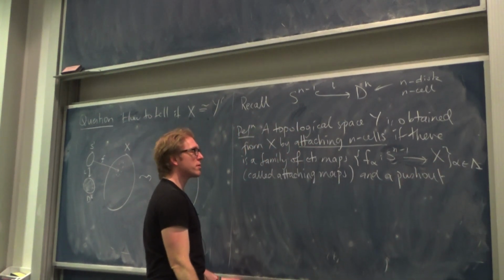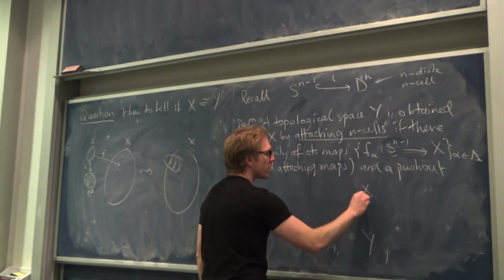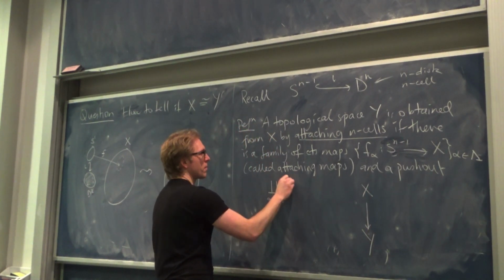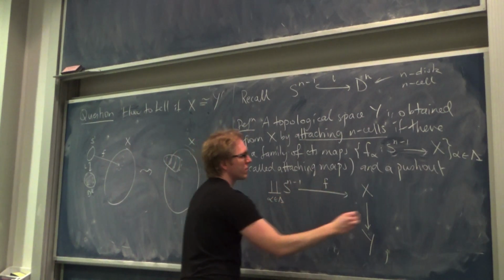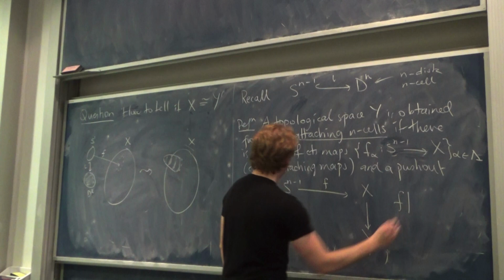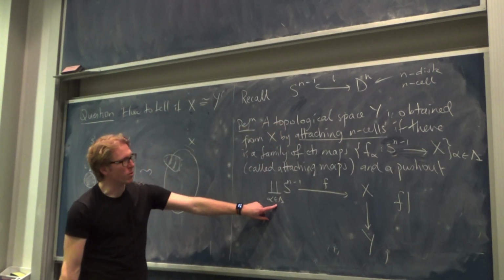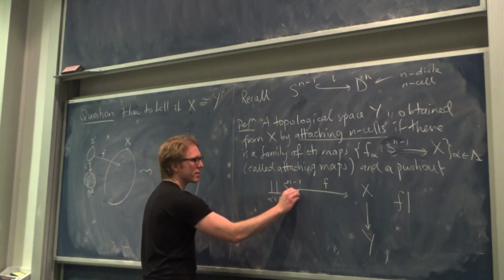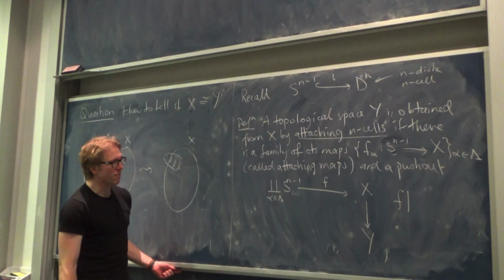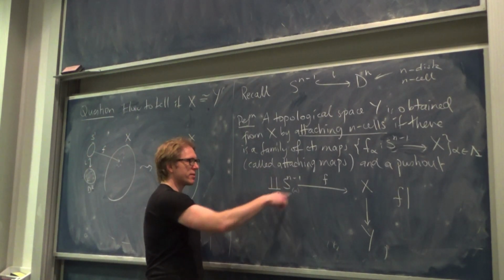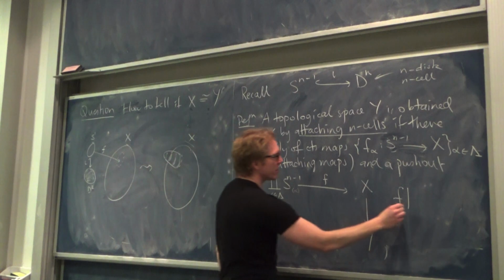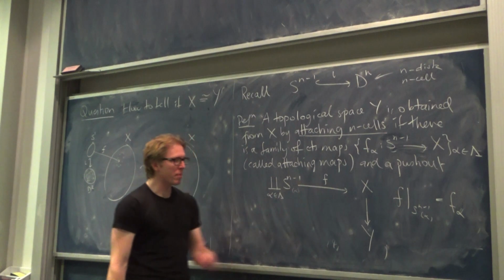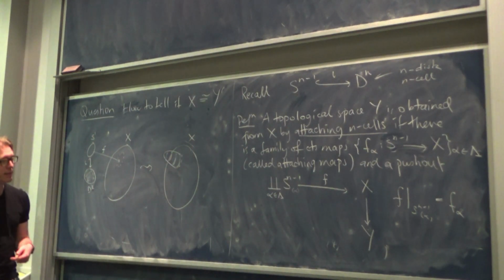And if y is the result of pushing out all those maps, take the disjoint union indexed by all the attaching maps of copies of S^{n-1}, the n-1 sphere. Let's label the copy corresponding to alpha with a subscript. This is the disjoint union. If I restrict F to any part of that disjoint union, what I'm supposed to get is F_alpha. That's defining this map F, and by construction out of the disjoint union, that's continuous.